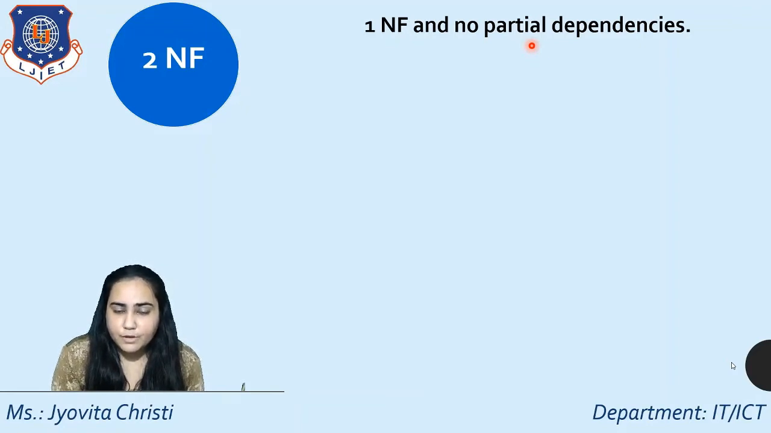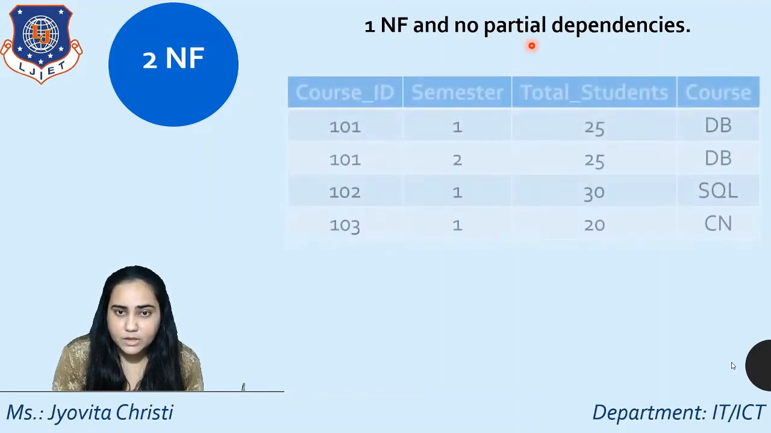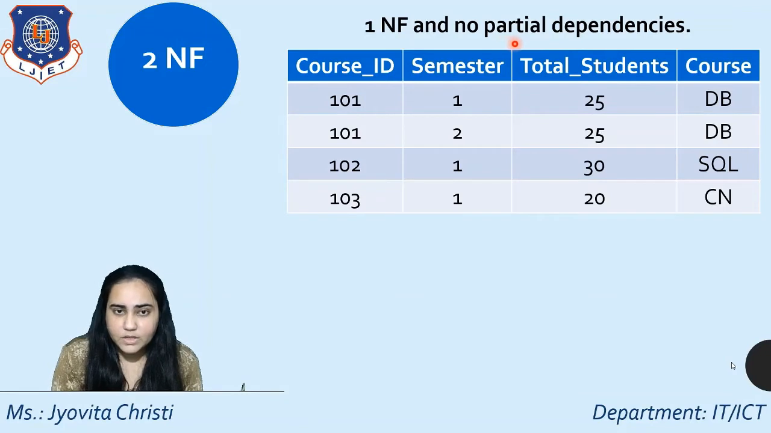So you have no partial dependencies. First you need to understand what partial dependency is. Now consider this table. This table contains course ID, semester, total number of students, and the name of course, right? So there is a course ID given. Each course is having a unique ID, and there's a semester for each course, and there are total number of students given taking that particular course, and then the name of the course is given. And in this case, I'll mention the functional dependencies present here.